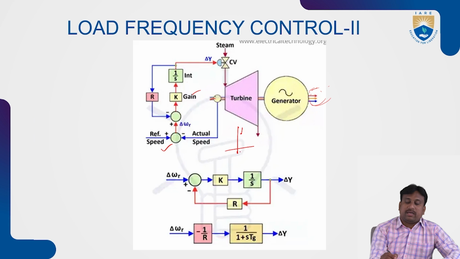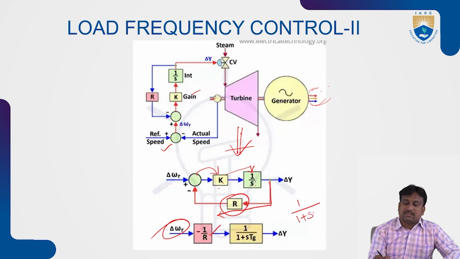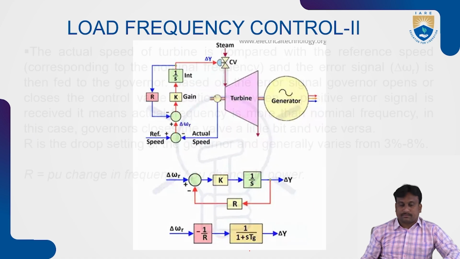So this block is again represented here as delta omega r, and this control block is connected to K and maintained by 1 by s. So this is taken in the feedback path and operating as R, and this block can be simplified with the delta omega r to the minus 1 by R case, and this summation function of the transfer function is finally written as 1 by 1 plus s Tg. This is represented with the delta y case.